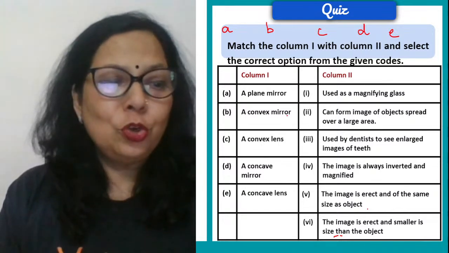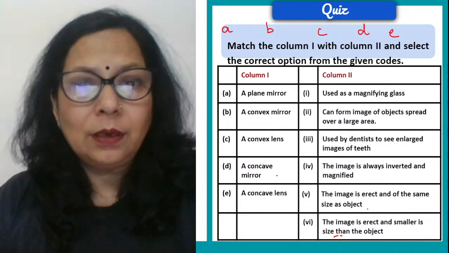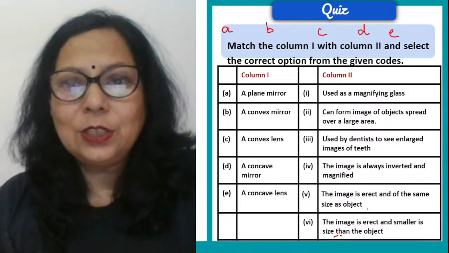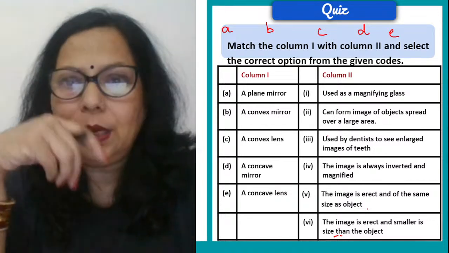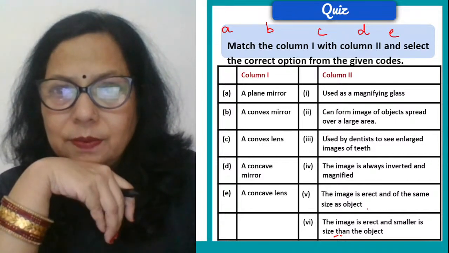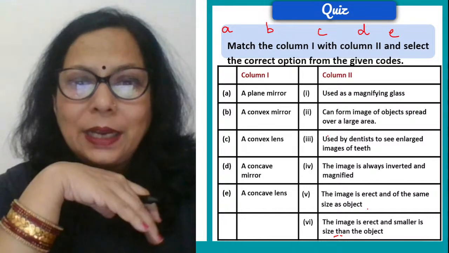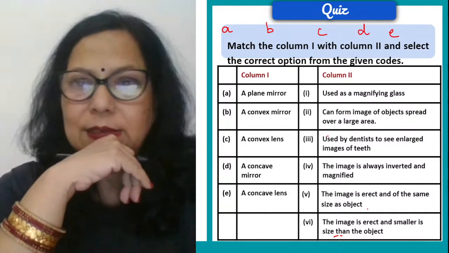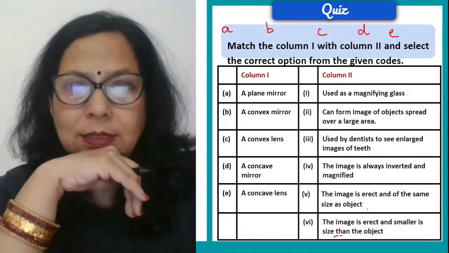Good, good. So you can now convex mirror, concave mirror. Which mirror is used by dentists to see enlarged images of teeth? Magnifying glass. One of the lens. Magnifying glass.